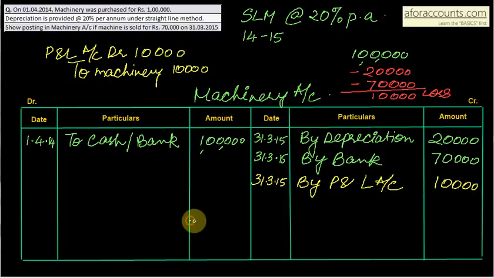Now tally your total. 1 lakh, and 70, 80, 90 and 10, 1 lakh. We'll do many more questions that will clear your concepts on sale of an asset in the middle of the year or at the end. So let's continue.